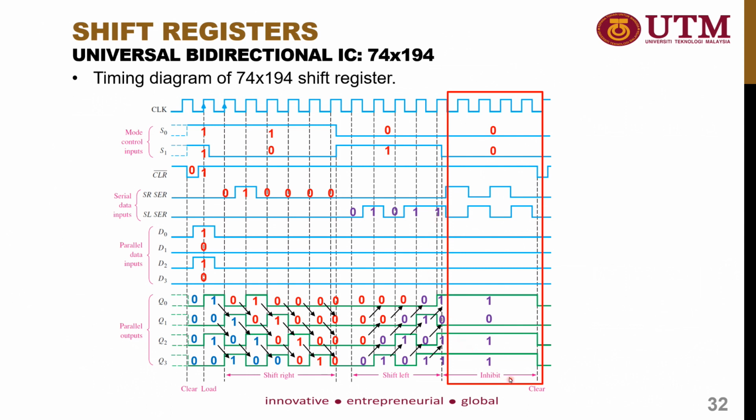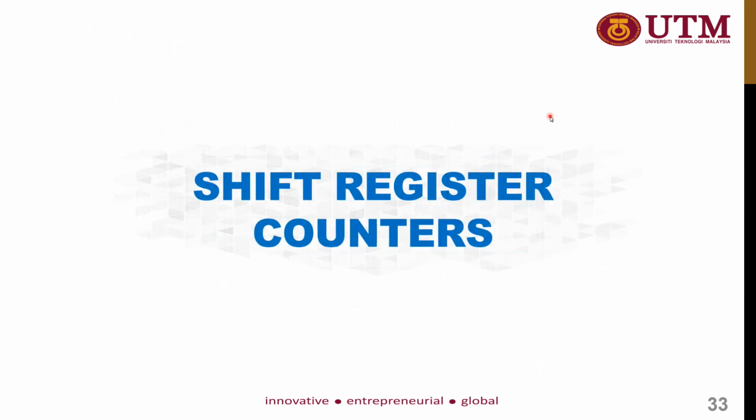And in hold mode, whatever the previous output data was will be retained. So you need to identify what happens in each mode and how to identify the mode from the control inputs. That is the most important thing you need to know in order to operate the 74X194 universal bidirectional IC. Alright, next we will go to the next subchapter, which is shift register counters.